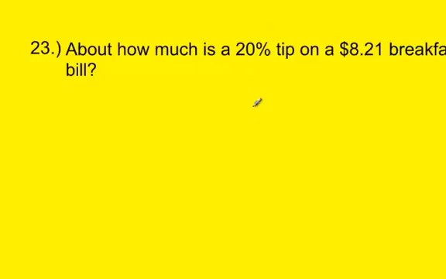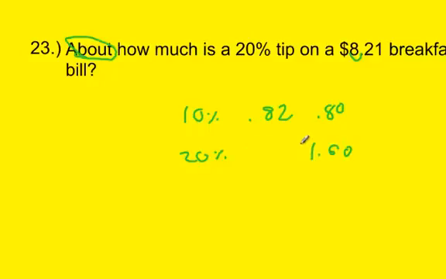Number 23. About how much is a 20% tip on an $8.21 breakfast bill? $8.21. Here we go. What's 10% of $8.21? 10%, we're just going to slide this decimal over 1 spot. It's about 82 cents. Just about. Remember, this question told us to use about, so that's what we're going to do. 10% is 82 cents. So what's 20%? It's twice that. Well, let's call it 80 cents instead. Twice 80 cents, well, 2 times 8 is 16, so this will be $1.60. That's 20%. That's about how much the tip would be.